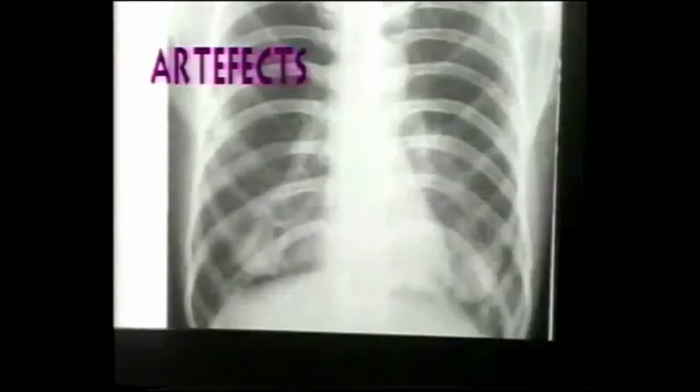While evaluating consolidation, certain artifacts must be considered. Note the uniform opacity in the left lower zone. If you observe closely, a similar less dense opacity is seen on the left side. This is a soft tissue shadow of the breast.